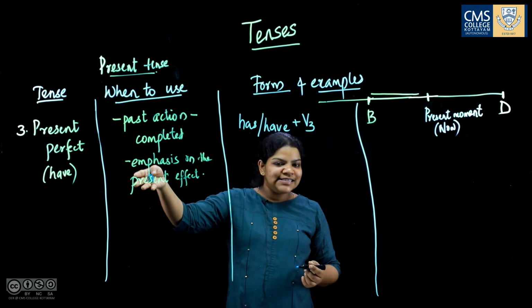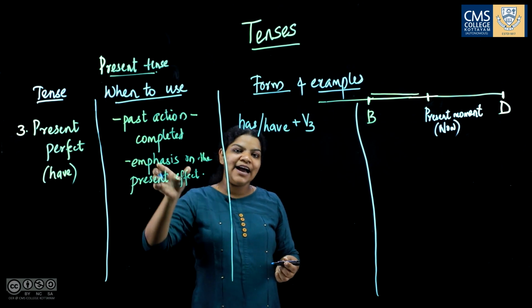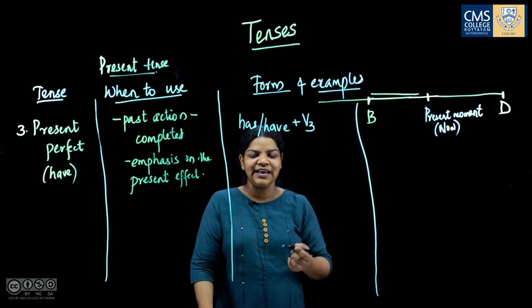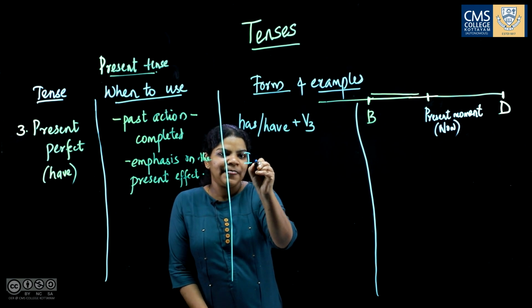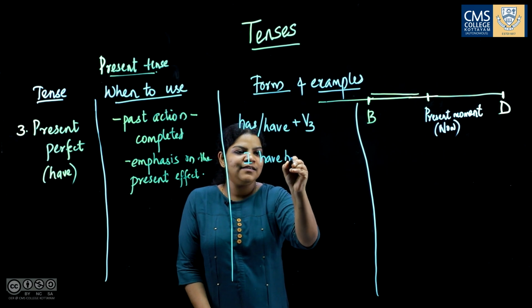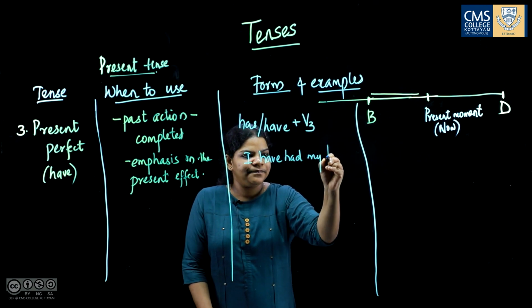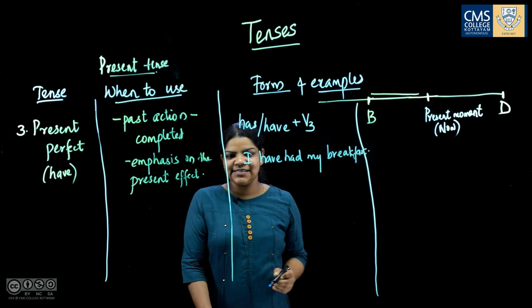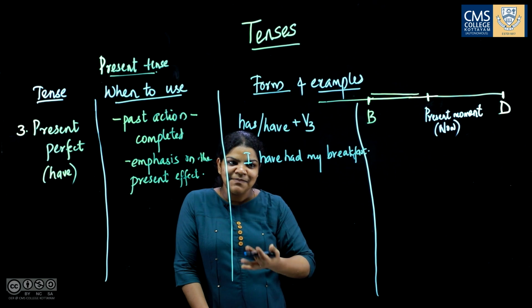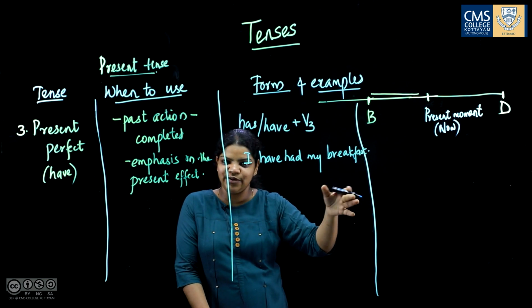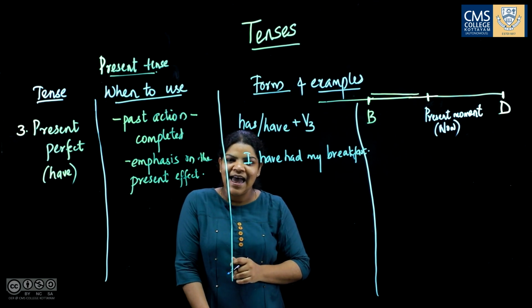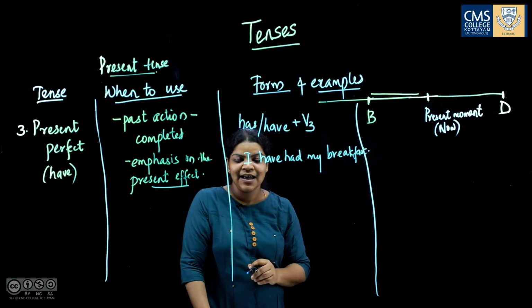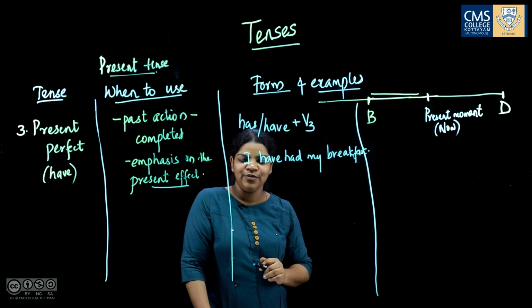Now, as I said before, present perfect tense shows an action which is completed and it has its impact in the present times also. Let's look at this example. I have had my breakfast. Now in this sentence, I'm saying that I had my breakfast, okay, I completed having my breakfast, and the implication it has in the present time is that I'm not hungry now, okay.